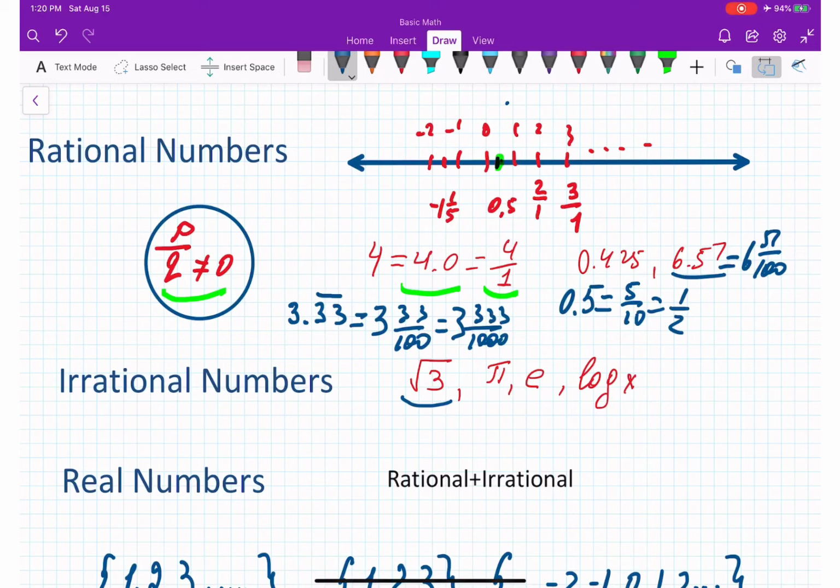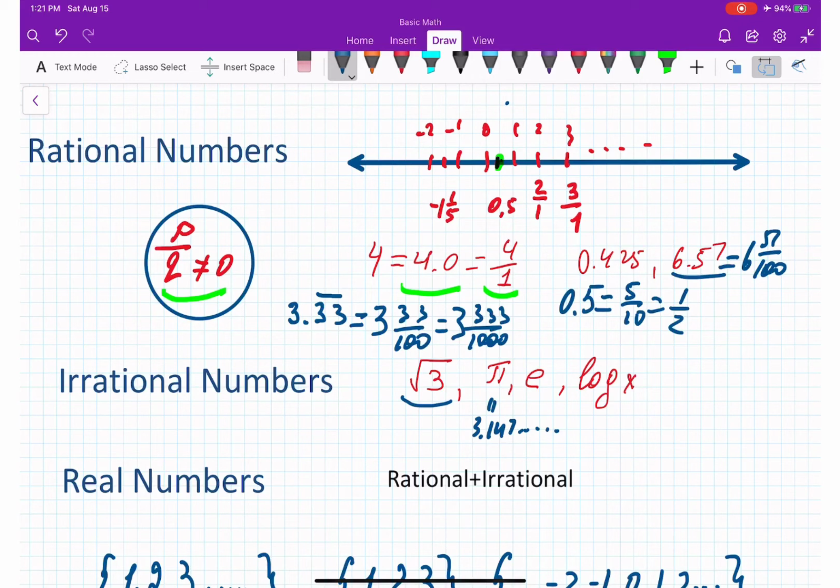Let's say if we take also pi. Pi equals 3.14159 blah blah blah. Numbers do not repeat. Therefore, you cannot represent them in the format of a fraction, which means it's also an irrational number. Same way the letter e, which is widely used in math, or logarithm.